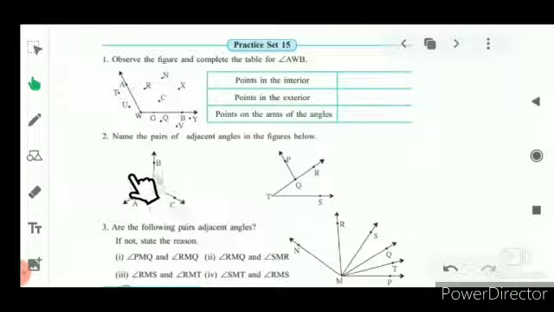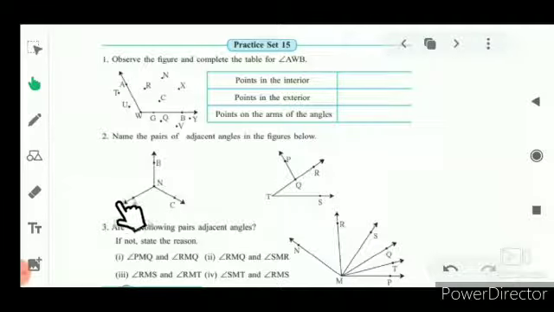The second question is to name the pairs of adjacent angles in the following figure. Adjacent angles are the angles which have a common vertex, one common arm and separate interiors. Here we can see that angle BNC and angle BNA have the common vertex N, the common arm and separate interiors. So angle BNC and angle BNA are the adjacent angles.